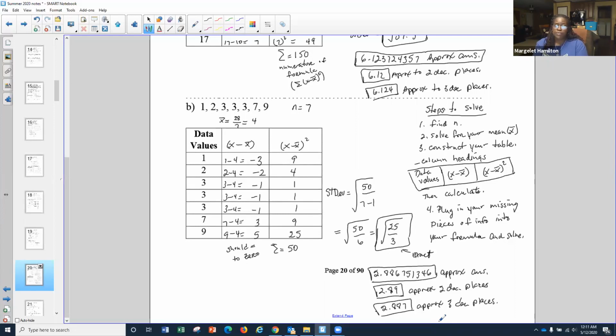But the point is making sure you're getting all your steps in, and that very last step of putting that radical back into play when you're plugging it into your formula. That's really important. Take action on that radical, especially if they ask you to round your answer.